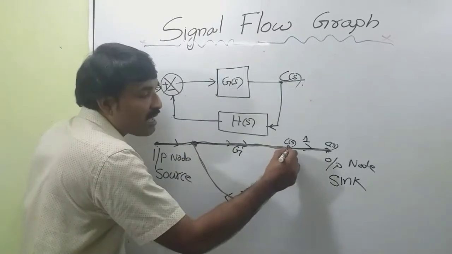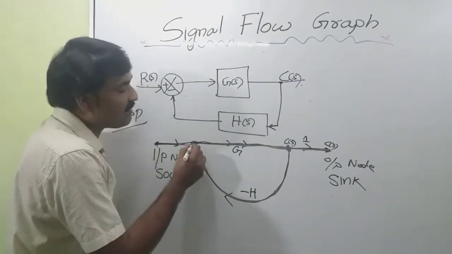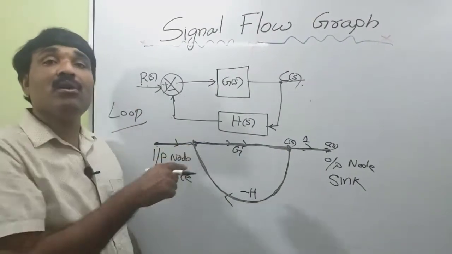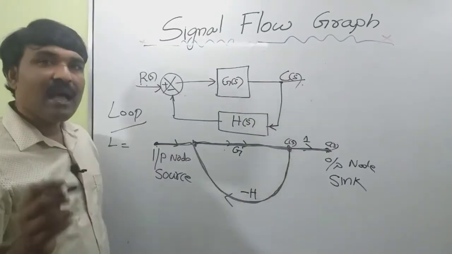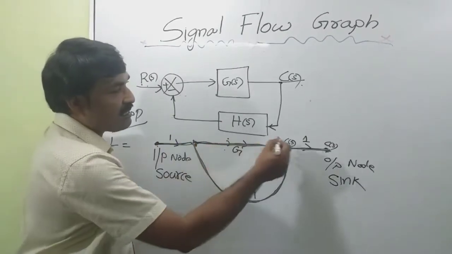I reach this node, move through it, and again reach the first node, starting and terminating at the same node. That is called a loop. So this is our loop L1. I can mark the forward path as this 1, G, 1.